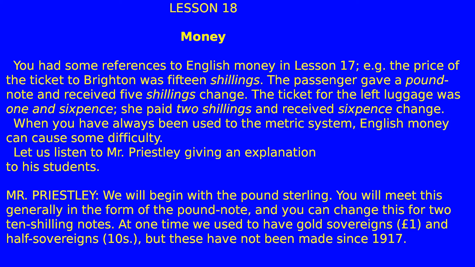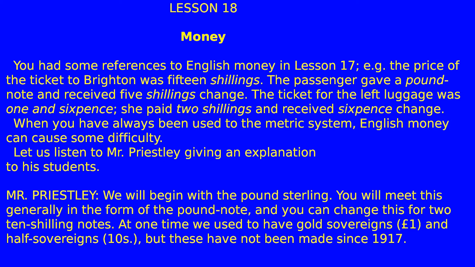Lesson 18. Money. You had some references to English money in Lesson 17, for example: the price of the ticket to Brighton was 15 shillings. The passenger gave a £1 note and received 5 shillings change. The ticket for the left luggage was 1 shilling and 6 pence; she paid 2 shillings and received 6 pence change. When you have always been used to the metric system, English money can cause some difficulty.